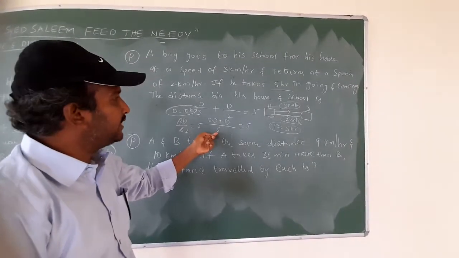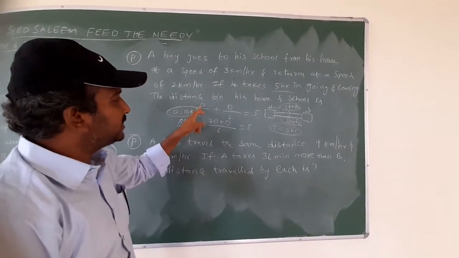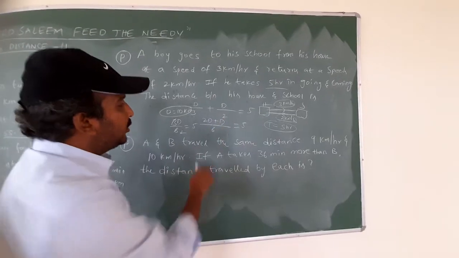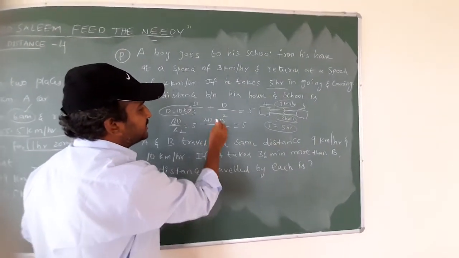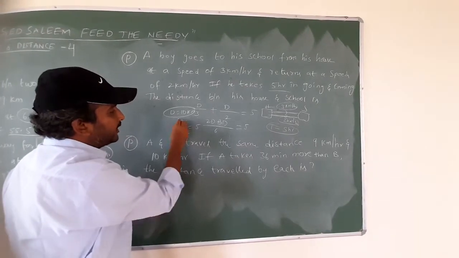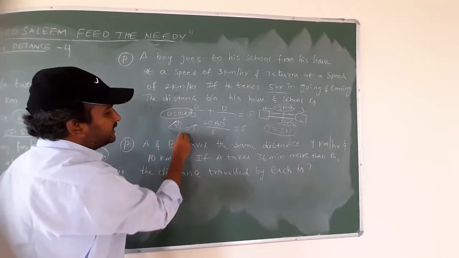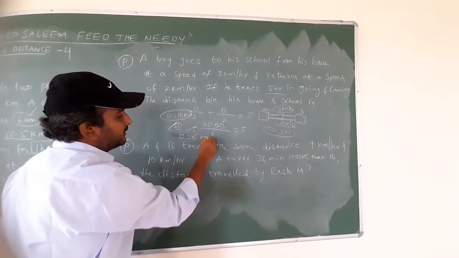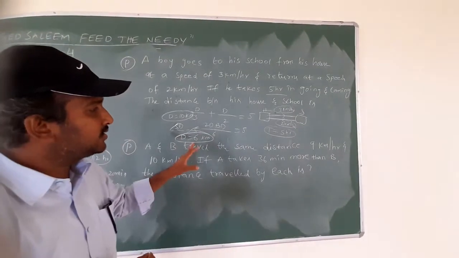6 is the LCM. Therefore, 3 twos are 6, 2D, plus 2 threes are 6, it becomes 3D. 2D plus 3D is equal to 5D. The 5 gets cancelled. Then the distance is equal to 6 kilometers.